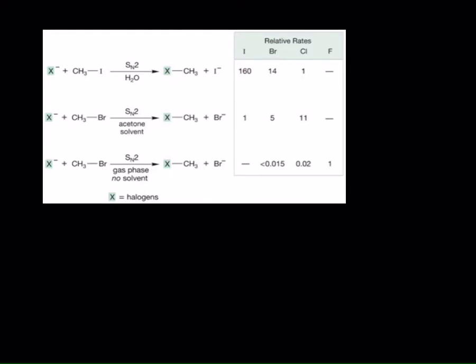Now we can see that in this table right here. So what's happening here? Well, we run a substitution reaction of a halide with methyl iodide in water, and we study the rates of the reaction of the halide that we're using. And we see that iodide's a great nucleophile. It has a relative rate of 160 compared to chloride, which has a relative rate of 1, and fluoride isn't even on the scale.